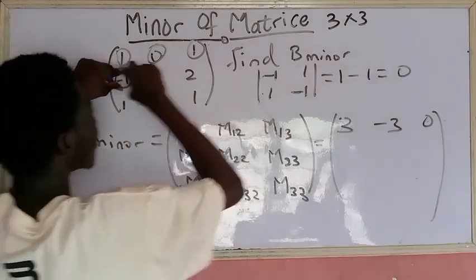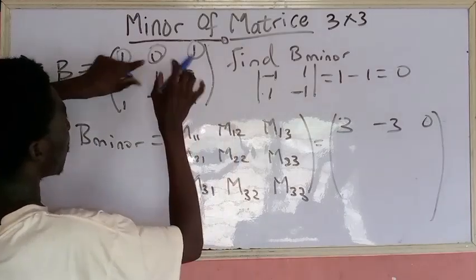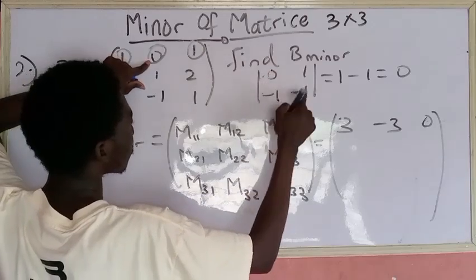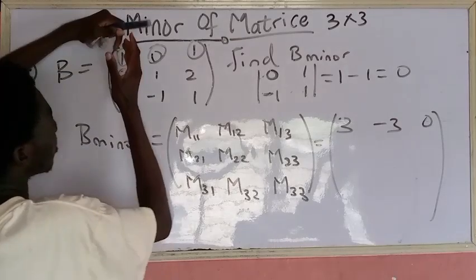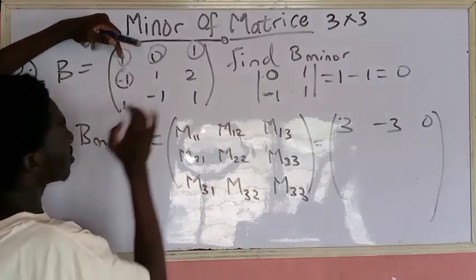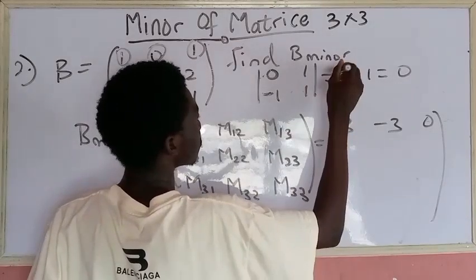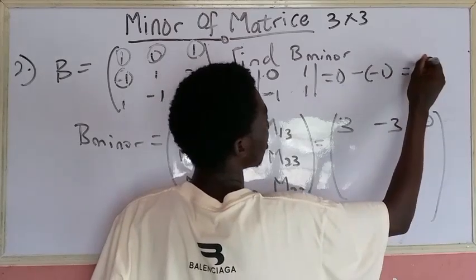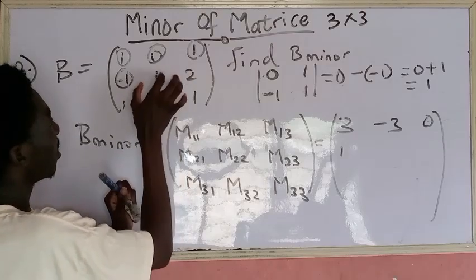Next one. Let's go on to this element. This element, block this column, go and block this row. You can see this and this. So I'll be left with 0, 1, minus 1 and 1. You can see this and this because the element is here. This and this. 0, 1, minus 1 and 1. That will be 0 minus minus 1, and that is what? 0 plus 1, and that is 1. Good.